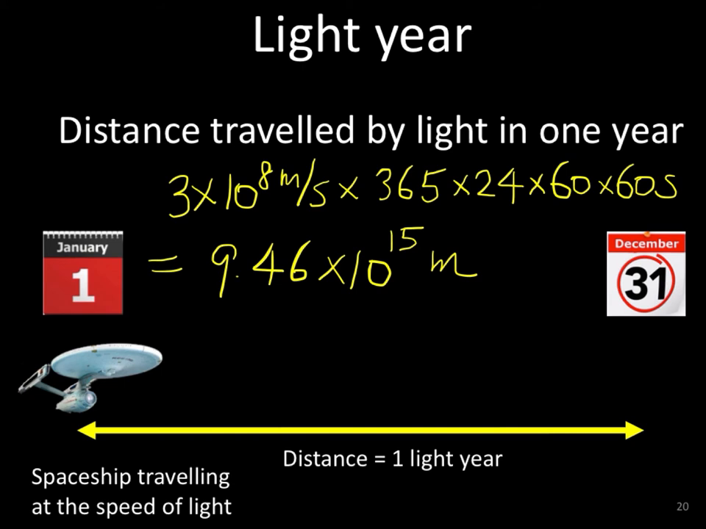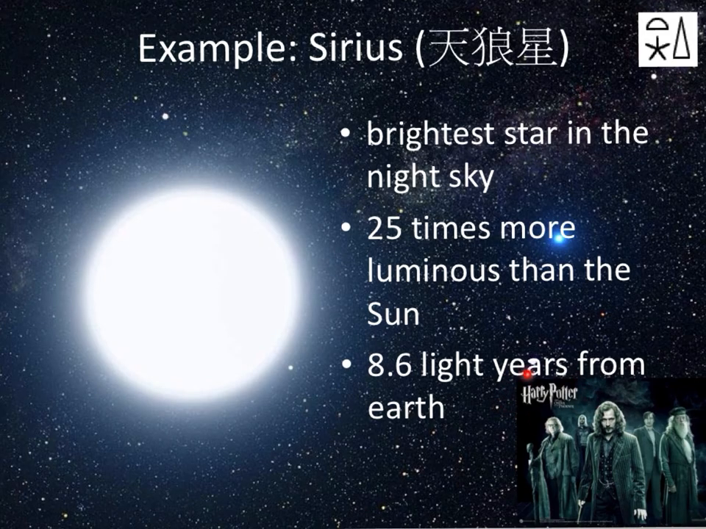In our daily life, we usually call these large numbers astronomical numbers, simply because in astronomy we usually come up with very large numbers. If you have ever watched the movie Harry Potter, one of the main characters is Sirius. Sirius is actually the brightest star in the night sky, Tianlang Xing. It is 25 times more luminous than our sun, and it is 8.6 light years from the Earth. Sirius is one of the stars in the Dai Hun Zhou, and you can recall it from the movie Harry Potter. Sirius is fashioned as a dog in the movie, simply because Sirius is one of the brightest stars in the sky, and it is inside the Dai Hun Zhou.